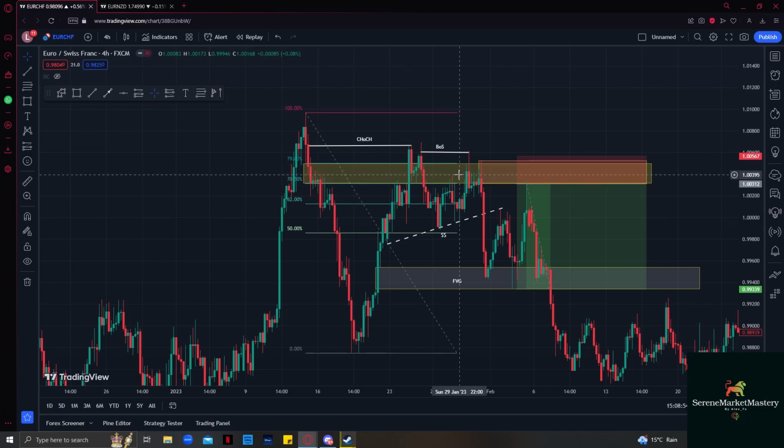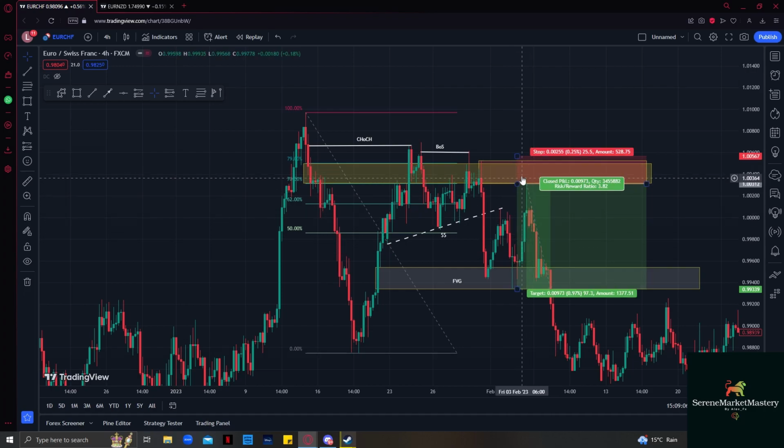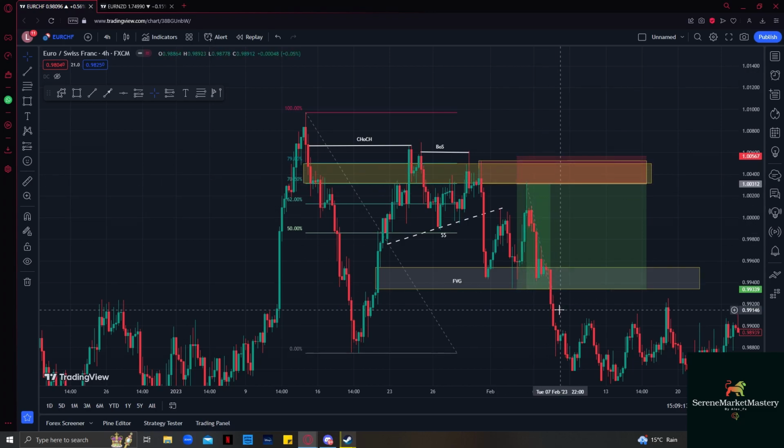As you see, it went all the way down, broke through the equilibrium into the demand zone, tapped into the fair value gap but didn't fill it here, and it just went up, tagged our golden zone here, and it just shot straight back down. Fibonacci is a great tool to use.